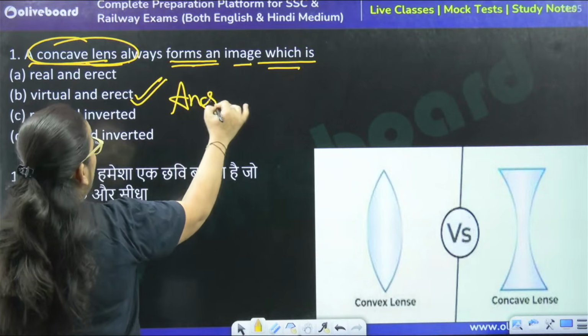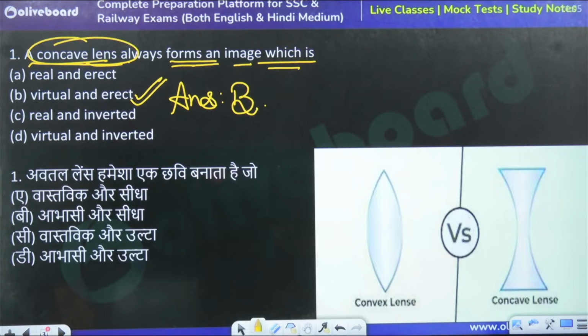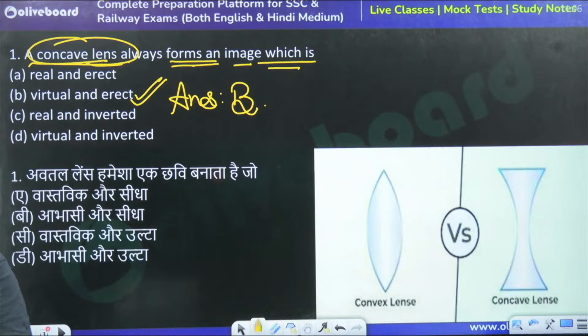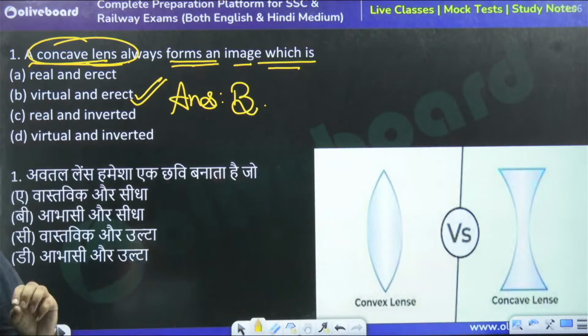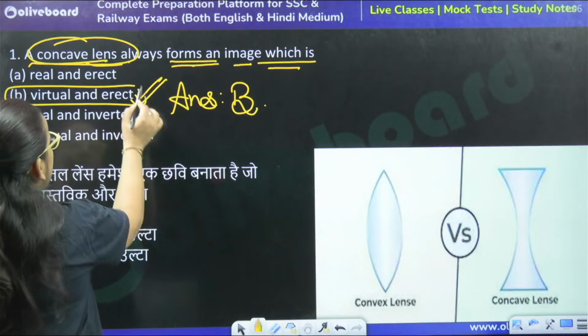So the correct answer of this question is option number B. Please keep in mind that a concave lens basically diverges light rays. They always diverge light, and the image formed is always virtual, which means it cannot be projected on a screen. Erect means upright, and diminished means smaller than the object. So the correct answer of this question is option number B.